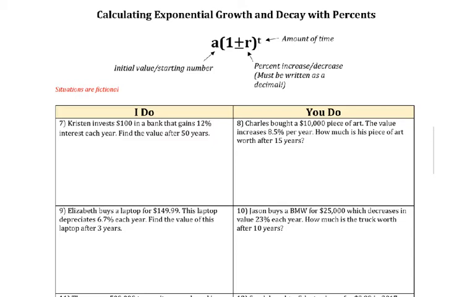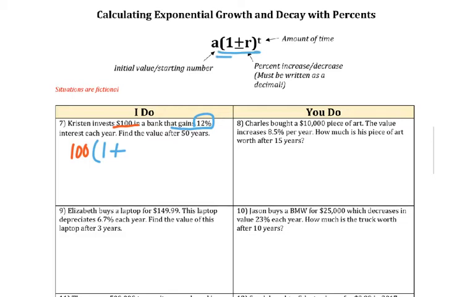Number 7 says, Kristin invests $100 in a bank that gains 12% interest each year. Find the value after 50 years. So this is very common. People have savings accounts. They put their money in a savings account. So Kristin started with $100 in this bank account. Then it says it's gaining. Gaining is going to be 1 plus.